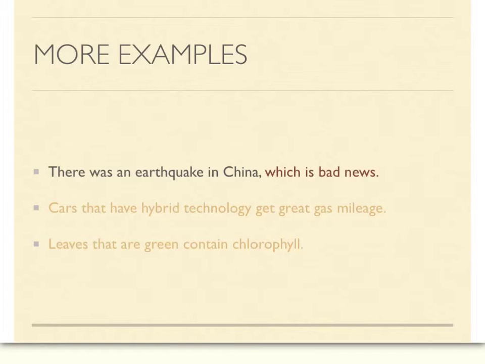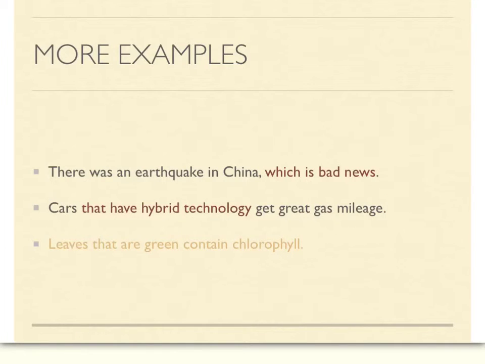Let's look at a few more examples. There was an earthquake in China, which is bad news. The last part here, which is bad news, can be taken away without changing the meaning. There was an earthquake in China. There was an earthquake in China, which, by the way, is bad news. So this is a non-restrictive clause, so we use which.